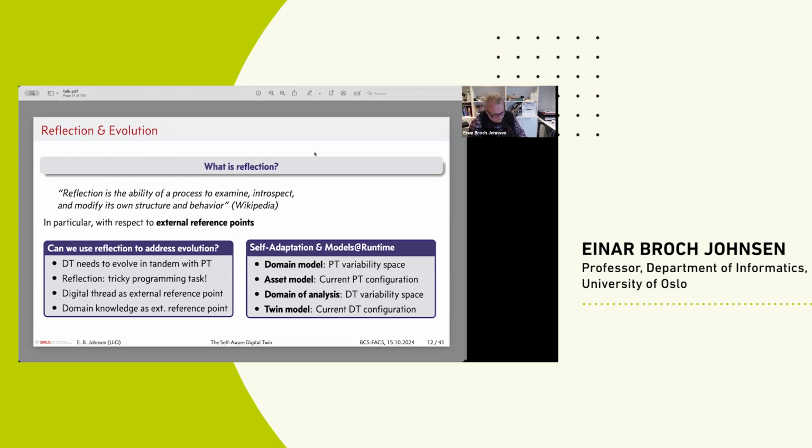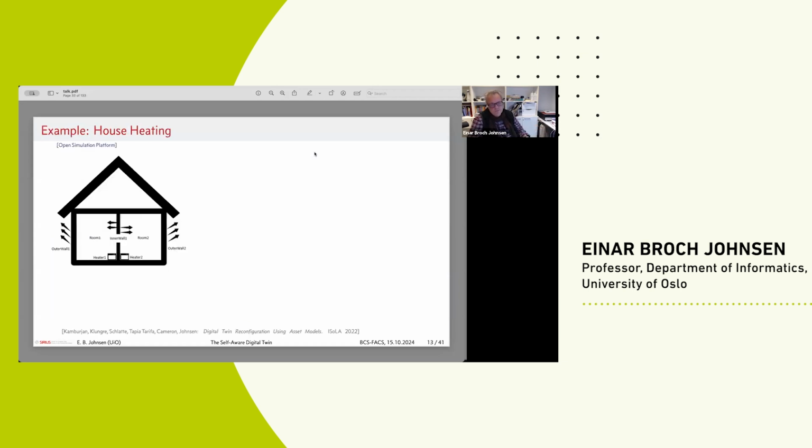For example, we would want to configure it differently for different kinds of analysis, like predictive or prescriptive and so on. And then we have the twin model, which is really the twin equivalent of the physical systems asset model. So it is describing the current configuration of the digital twin. And these are the kind of components that we are now going to be playing with in our reflective programming.